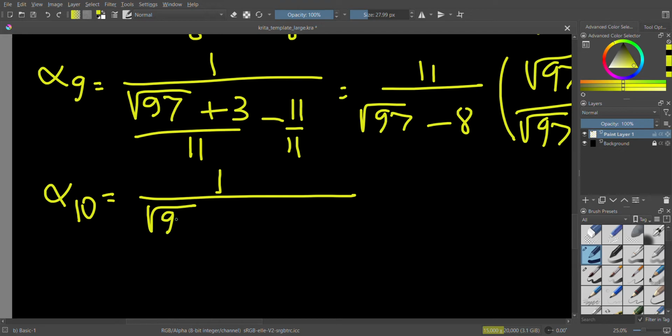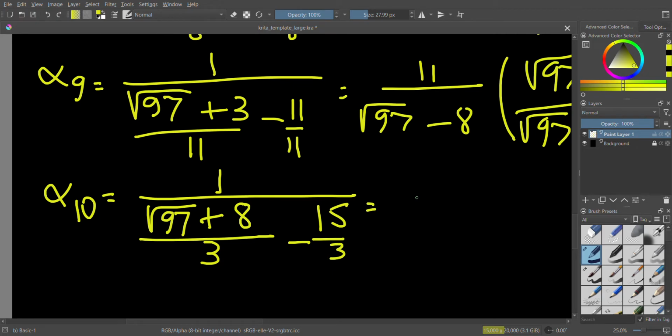So alpha sub 9 was square root of 97 plus 8 over 3. And A9 is 5. Okay, so this is 3 over square root of 97 minus 7, I think so.